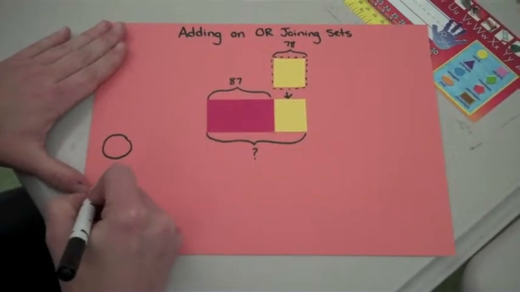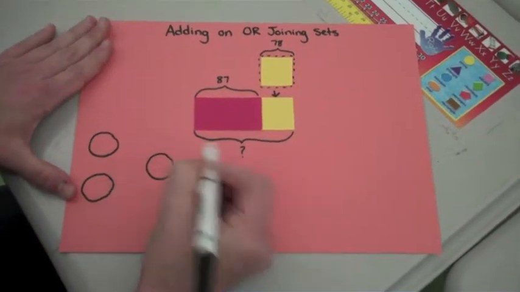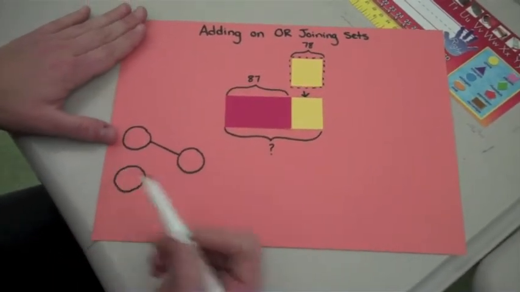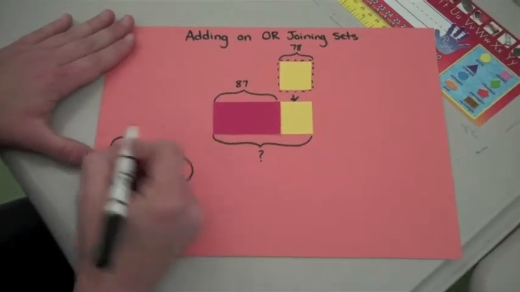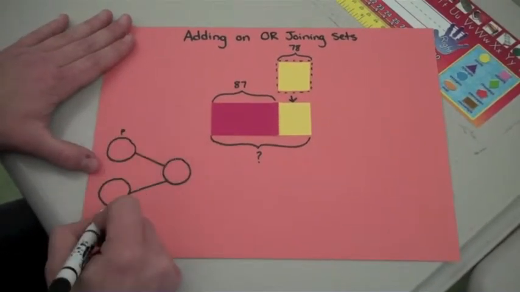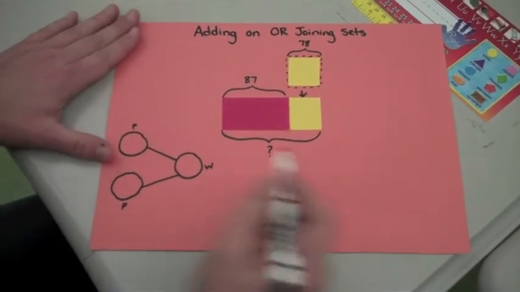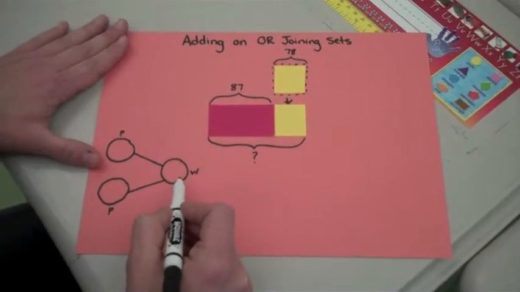So we have two circles on one side and one circle to the other side. The two circles on the one side are connected to the whole, and we can even write P, P, W so the students understand that this is a part, this is a part, and this is a whole.